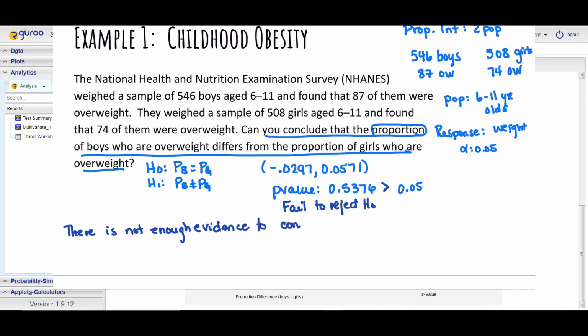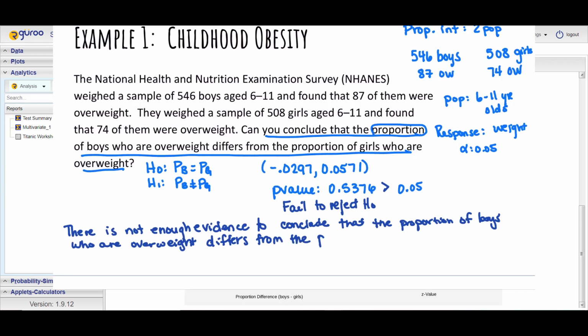to conclude that the proportion of boys who are overweight differs from the proportion of girls who are overweight.